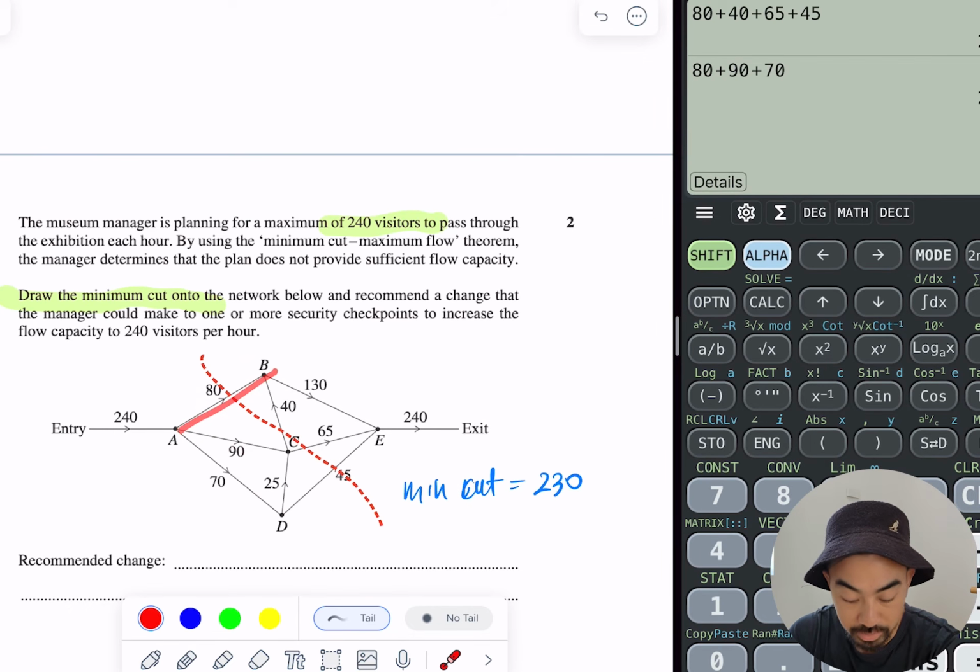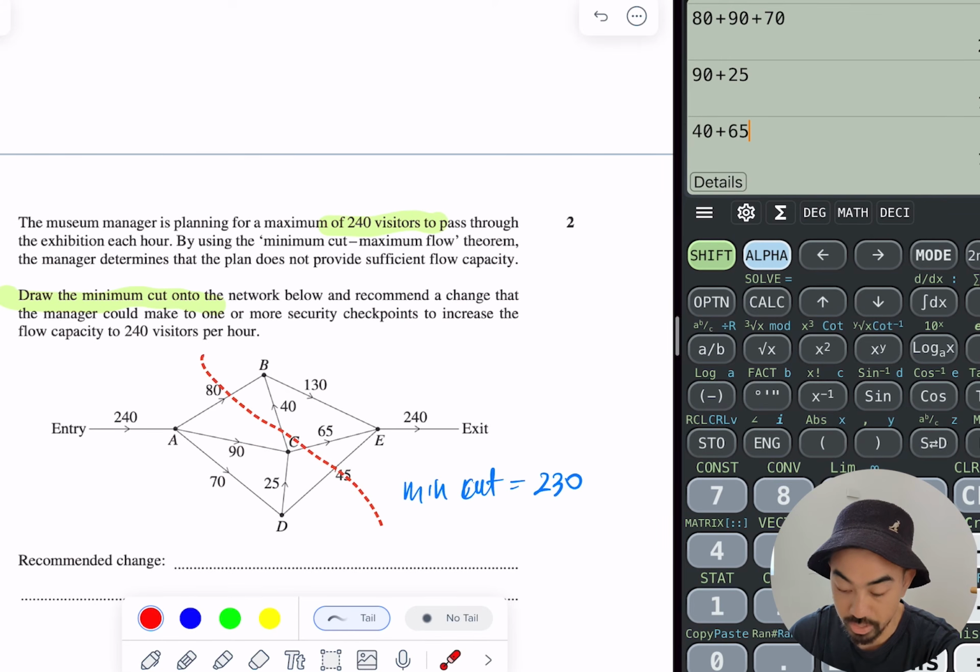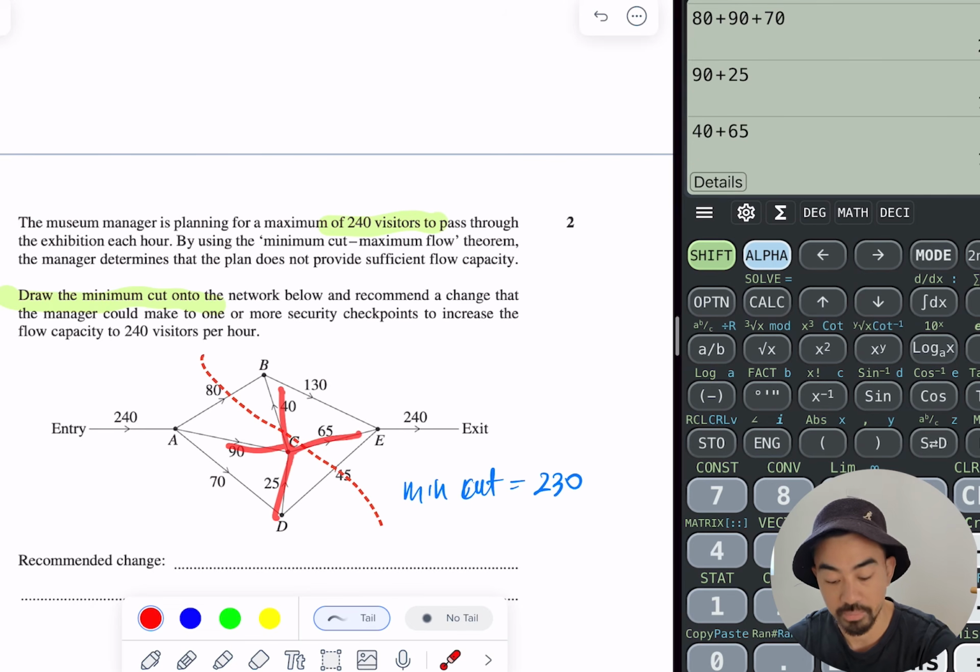So let's have a look here. 80 goes through to B and 40 goes through to B. That makes 120. And 130 comes out. Okay, so that might be a hint, because there's a discrepancy. That's 120, that's 130. Okay, let's look at this one. What goes into C? 90 and 25 make what? 90 plus 25 is 115. Well, what's coming out of C? That's 40 plus 65, so 105. Do you see that there? We've got 115 going in and 105 coming out. That means the 10 is in there somewhere.